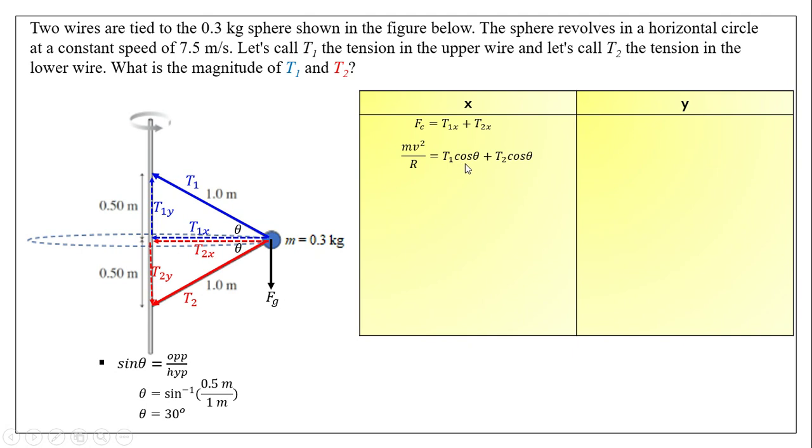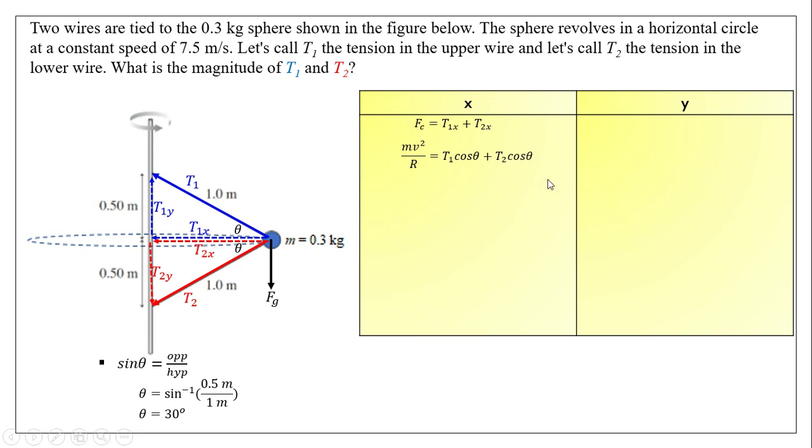And then T1x I broke down to T1 cosine. As I stated earlier, I'm going to choose this theta because then x is, because this theta touches the x-axis. X is cosine and then y is sine. So this is T1x, so this would just be T1, which is the hypotenuse, times cosine of theta. And then likewise with T2x, T2x is just T2 cosine of theta.